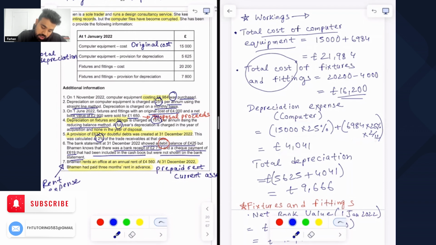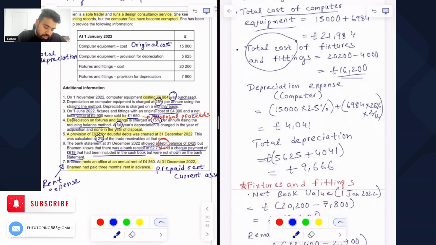Okay, so what about the total depreciation then? Initially at 1 Jan 2022, computer equipment had a total depreciation of £5,625, and then for the current year, we have an additional £4,041, which is what we have just derived, and that gives us a total depreciation of £9,666 for computers.